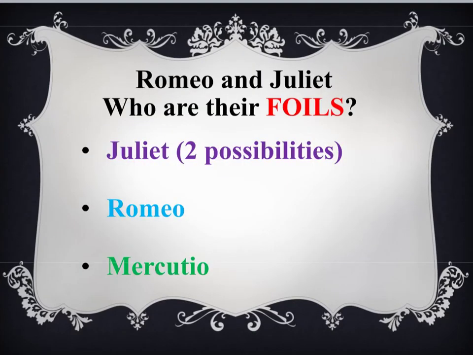So the question that you need to consider is that Romeo and Juliet, who are their foils? With Juliet, there's two possibilities that I want you to think about. With Romeo, who would be his, and Mercutio, who would be his foil. So that is what we're going to delve into, and I want you to jot down who you think their foils are, Juliet, Romeo, and Mercutio, and bring them to class tomorrow, and we're going to have a discussion about it.